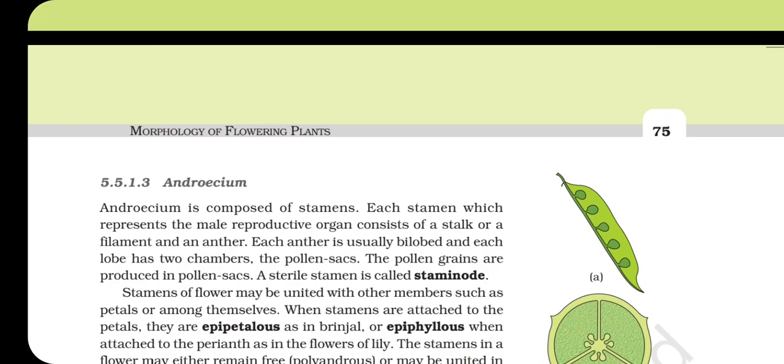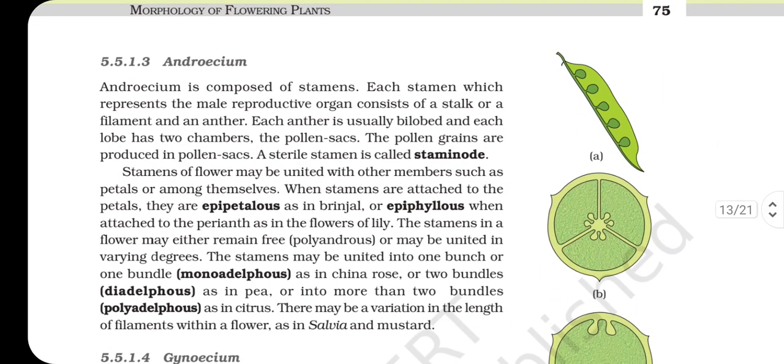Stamens of a flower may be united with other members such as petals, or among themselves. When stamens are attached to the petals, they are epipetalous, as in brinjal. When attached to the perianth, as in the flower of lily, they are epiphyllous. The stamens in a flower may either remain free, polyandrous, or may be united in varying degrees.